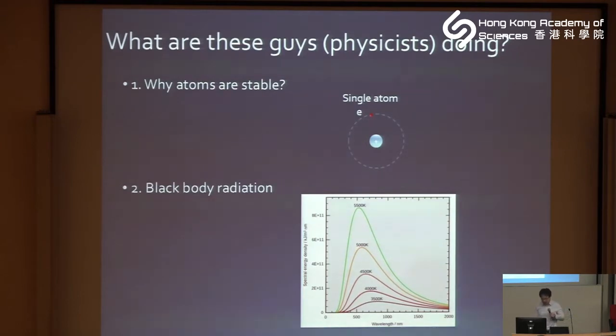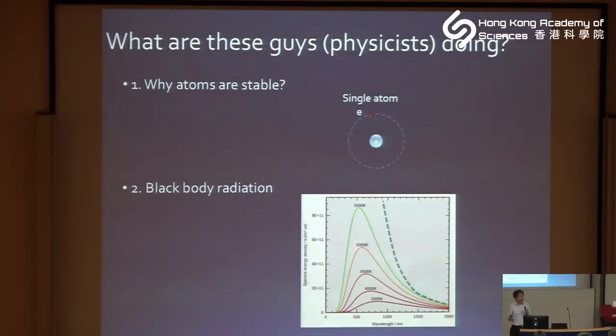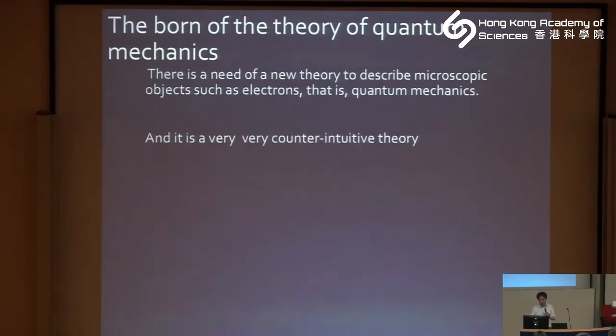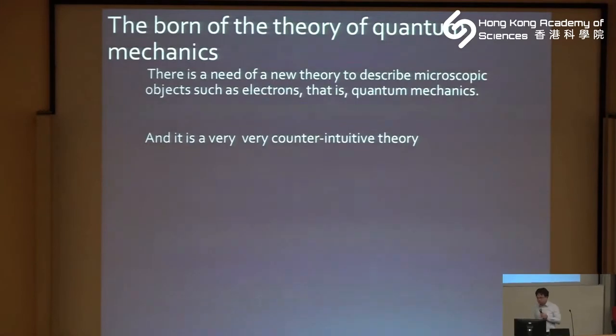But when you observe this, you realize that classically it would give you this curve instead of this one. So again, Maxwell's theory cannot explain this observation. Physicists really tried to understand some seemingly not very important things. And to explain this kind of phenomena, you need a microscopic theory, a theory to describe microscopic objects such as electrons. And that theory is quantum mechanics.